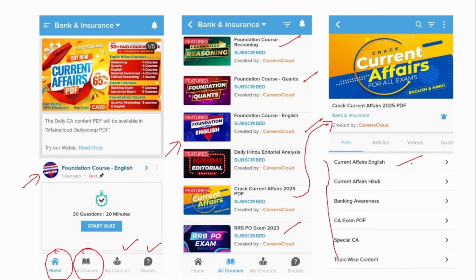So here, if you see, the current affairs will be available in English medium, this under Hindi medium, and here banking awareness, we will provide you the monthly compilation of the banking news and current affairs exam PDF, and also special current affairs, which includes mainly the budget, the union budget, the economic survey, which is very important from the exam perspective. And this is topic wise content where that topic's news related to the specific topic will be combined together and provided to you.